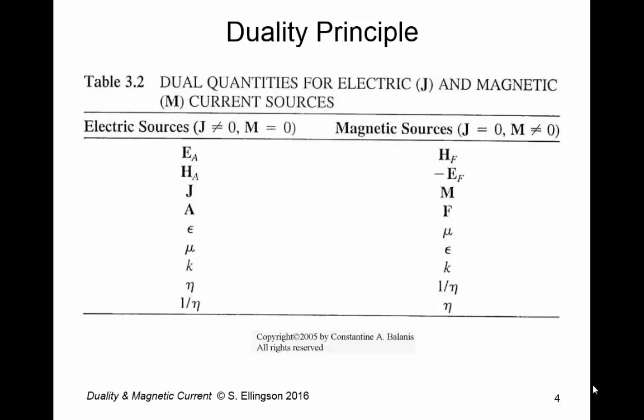Here's a brief summary of the duality principle as it applies to electromagnetics. On the left, we have the situation as it's commonly understood. In this case, we have not yet introduced magnetic currents, we have only electric currents. When we have electric currents, we will identify the resulting electric field intensity as E sub A, the resulting magnetic field intensity as H sub A.